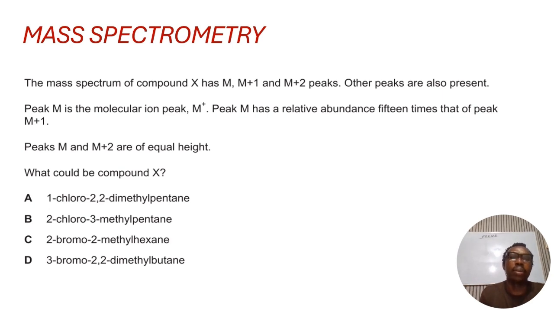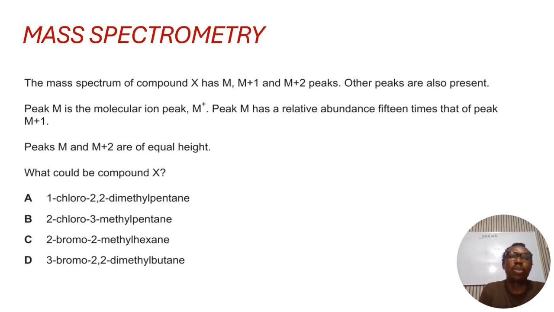Now we'll have the molecular ion. The molecular ion +1 peak is an indication of the presence of carbon-13 isotope. The presence of a molecular ion +2 peak is an indication of the presence of a halogen in that organic compound. Whether it is bromine or chlorine will be determined as we proceed. Other peaks are also present. The question says peaks M and M+2 are of equal height. That is an indication that the compound contains a halogen, and the halogen is bromine, because if the molecular ion and the molecular ion +2 peak are of equal height, that means the compound contains a bromine atom.